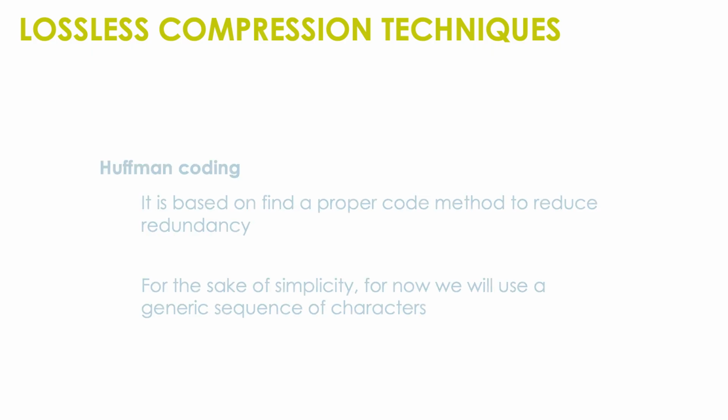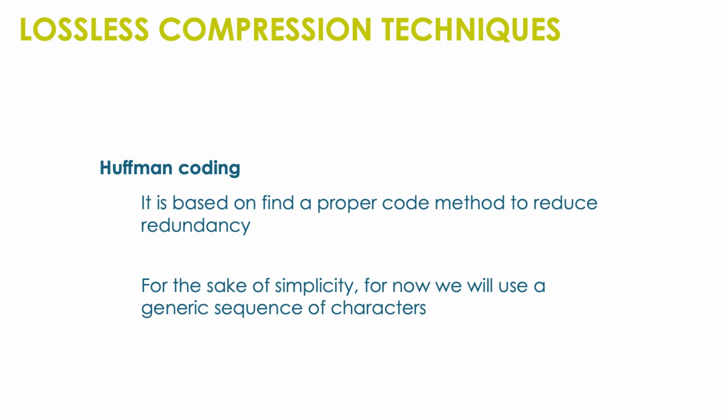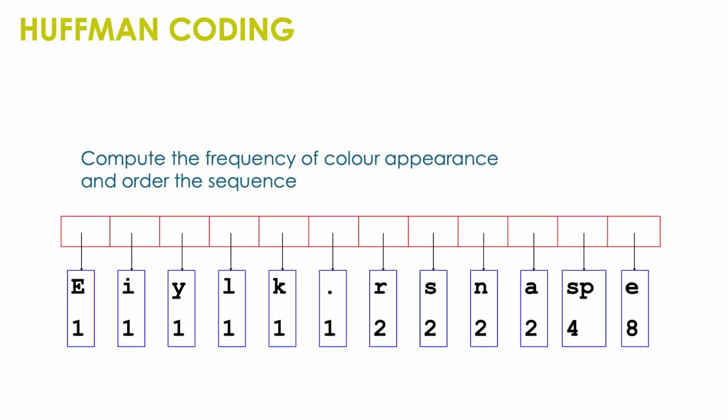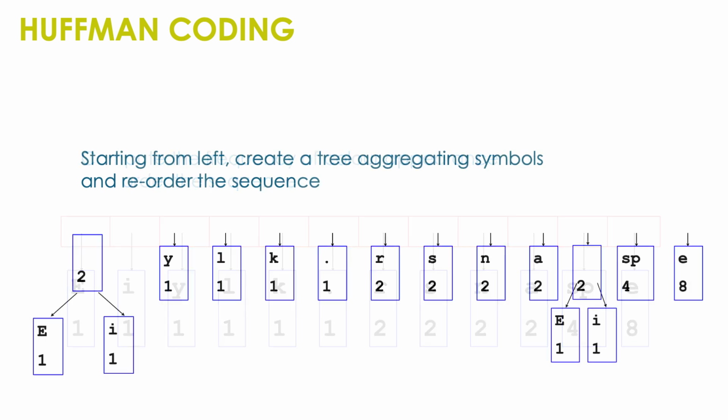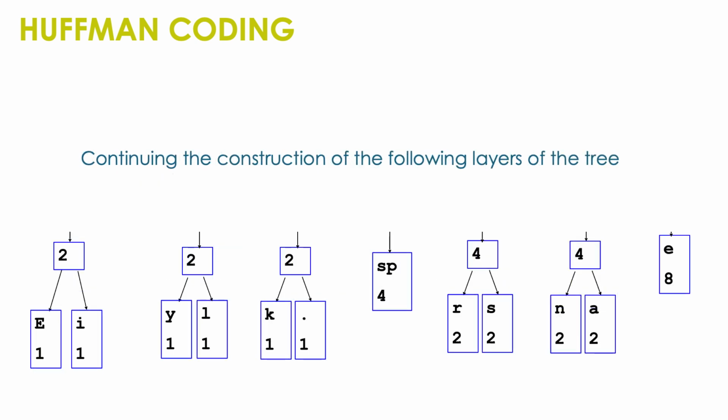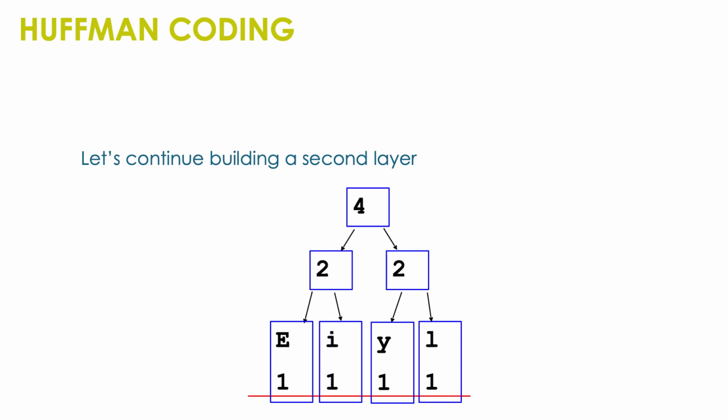The last lossless technique that we are going through is the Huffman coding, which is another method that reduces redundancy by assigning shorter codes to more frequent symbols. It operates in the following steps. First, computing the frequency of colors within the image and ordering the sequence. Second, creating a tree aggregating symbols and reordering the sequence starting from the left. And third, continuing the construction of the following layer of the tree, like in this figure.